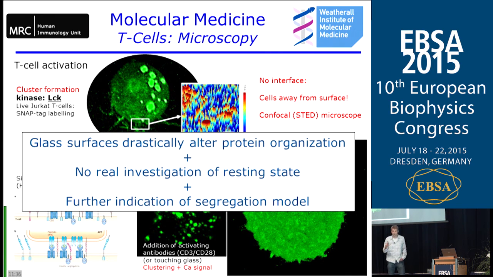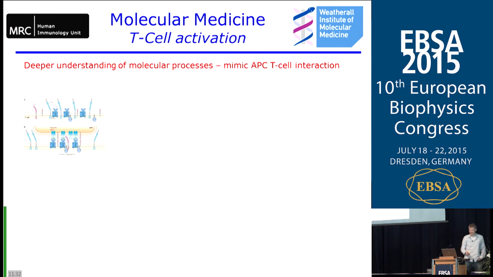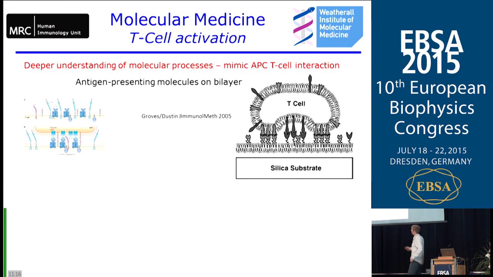And of course, it's a further indication of the segregation model. Now, to understand more deeply the molecular processes that go on in T cell activation, so far we used glass surfaces coated with antigen, but it would be great to mimic the membrane interaction between the APC and the T cell. So, going back to the work of Jay Groves and Mike Dustin, they used this bilayer system a lot.